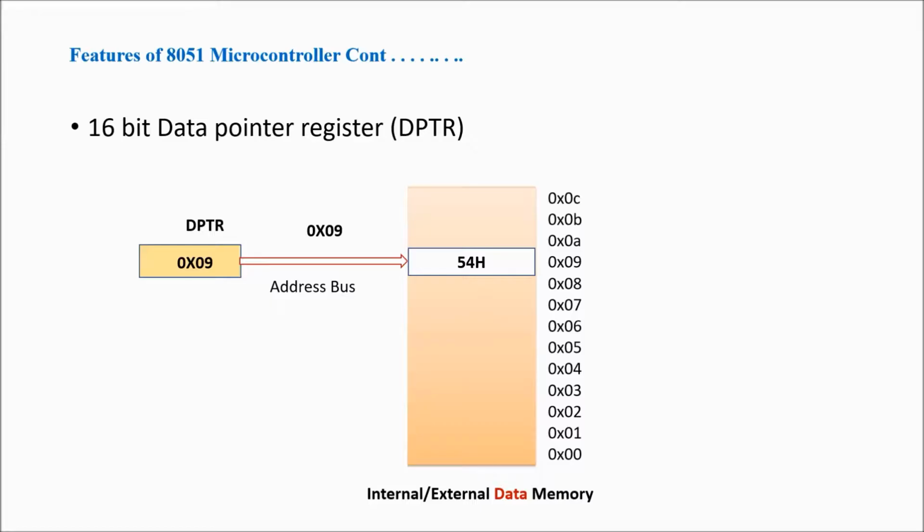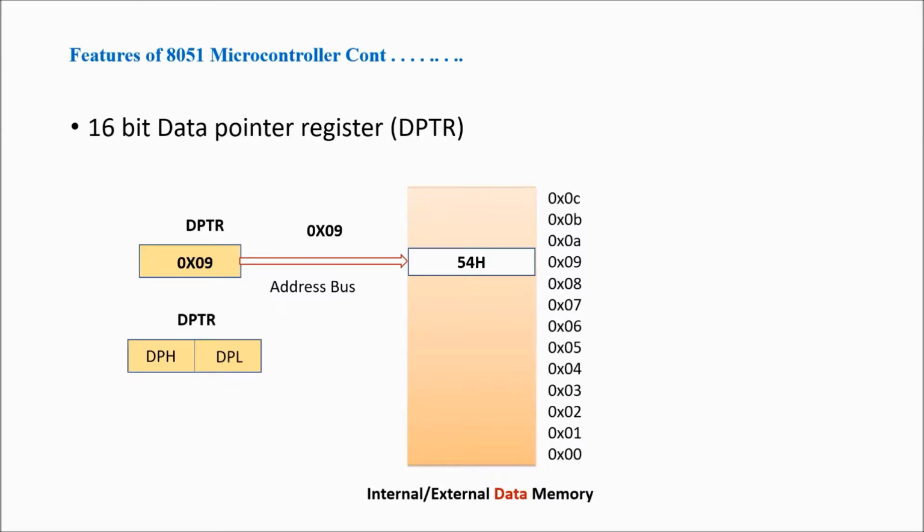16-bit data pointer register is used to point data memory. So the address of data memory, maybe internal or external memory, should be stored in DPTR register. This DPTR register is divided into two registers, and both these registers are 8-bit. These registers are called as a DPL and DPH. DPL is lower 8-bit register and DPH is upper 8-bit register.